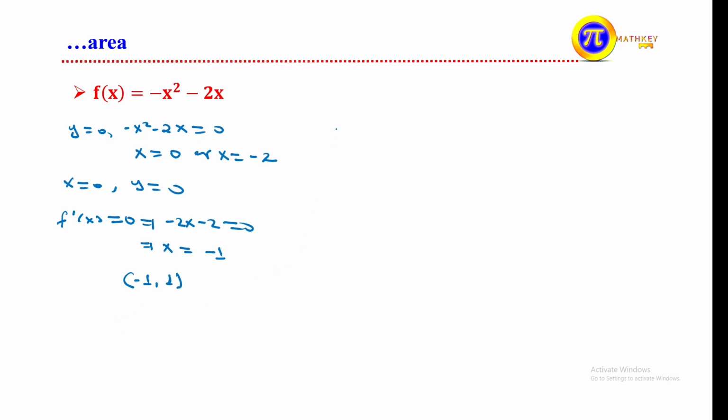After obtaining this, we can sketch the graph of this function. Here is negative 2, here is negative 1, and here is 0. Let us consider here is 1. So at negative 2, the value of y is 0. At 0, yes, it is 0. At negative 1, its value is 1. After that, sketch the graph of this.